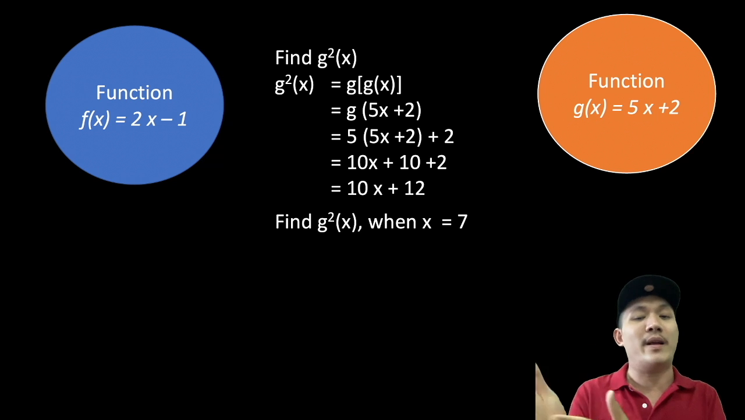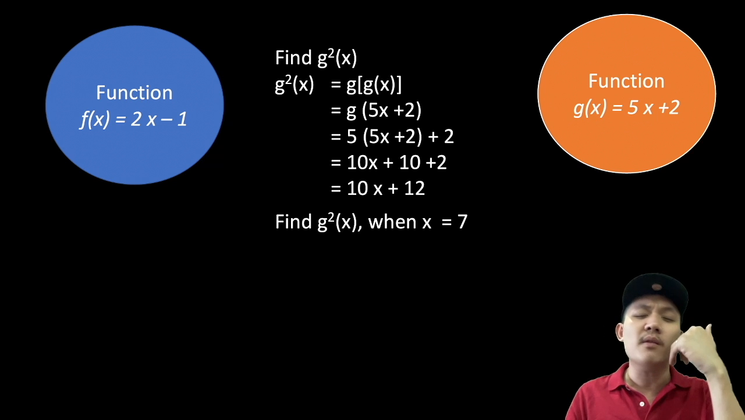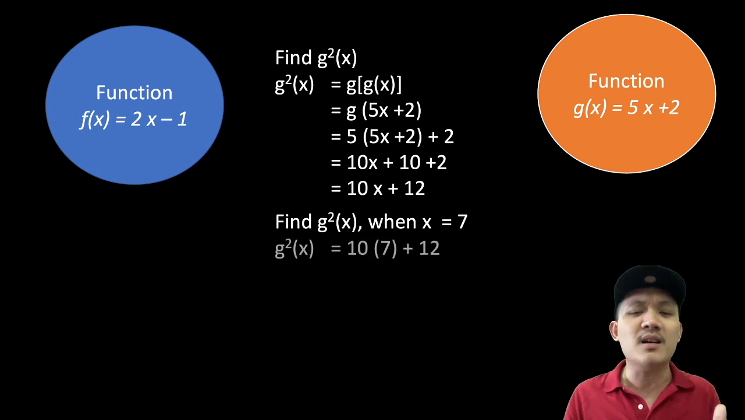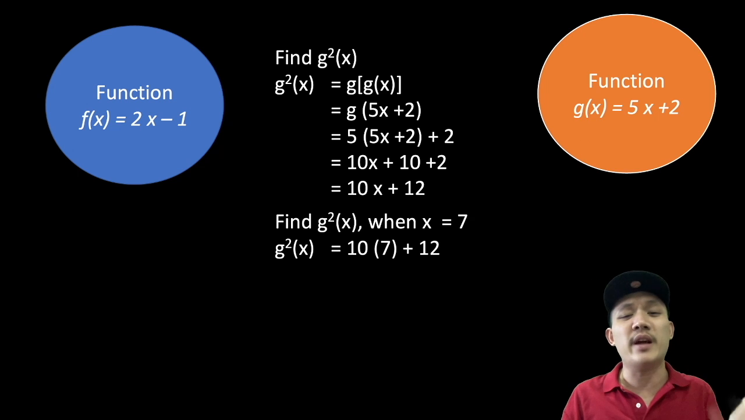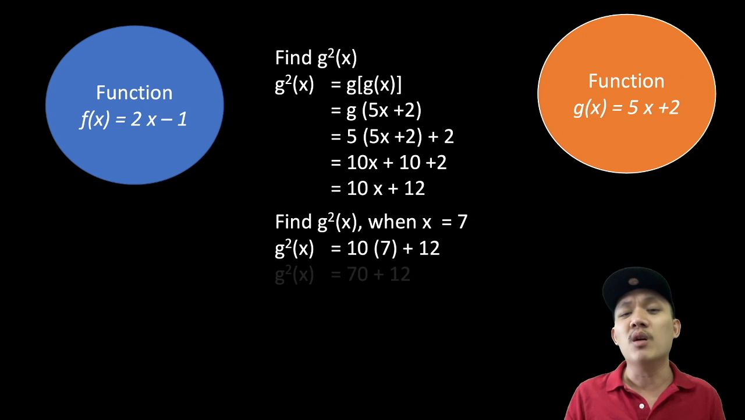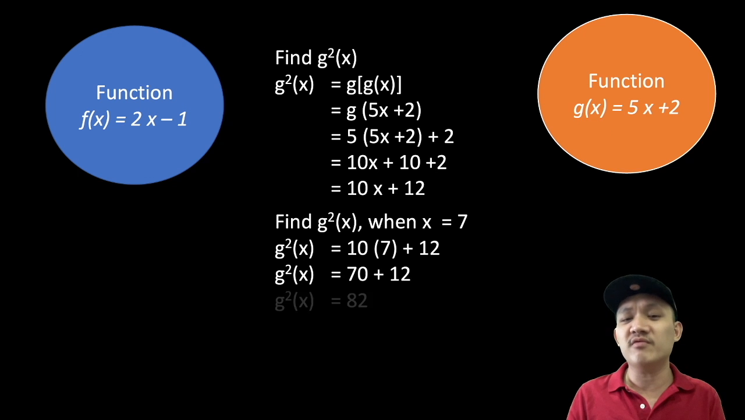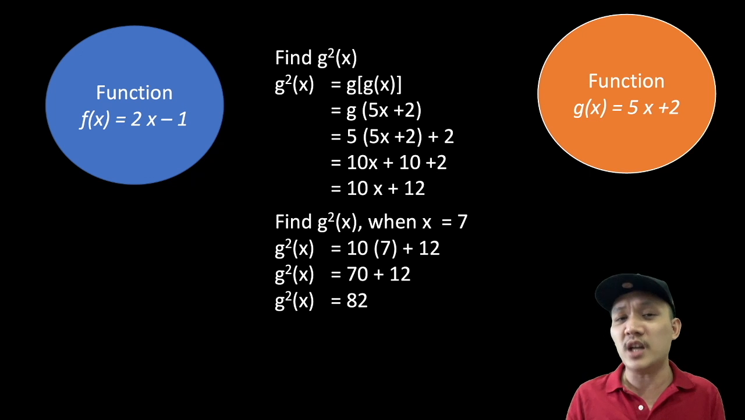Now, we add on a little bit of things. Find g squared x when x is 7. This is simply very direct. You just need to substitute the x with a 7, and you have the answer in the end, which is equals to 82.